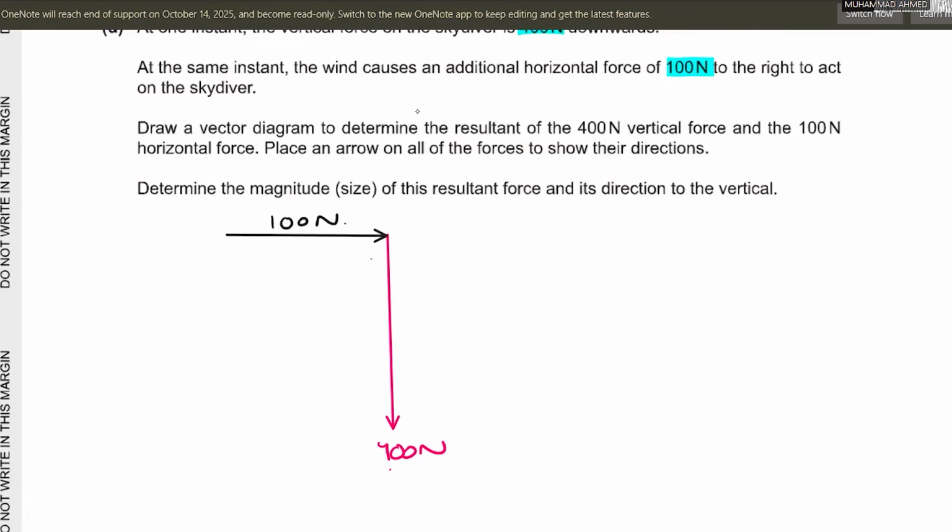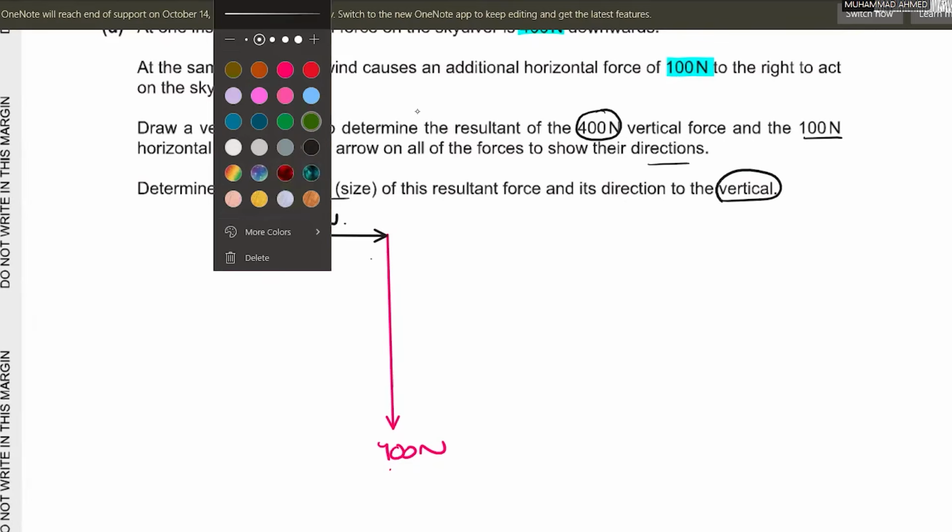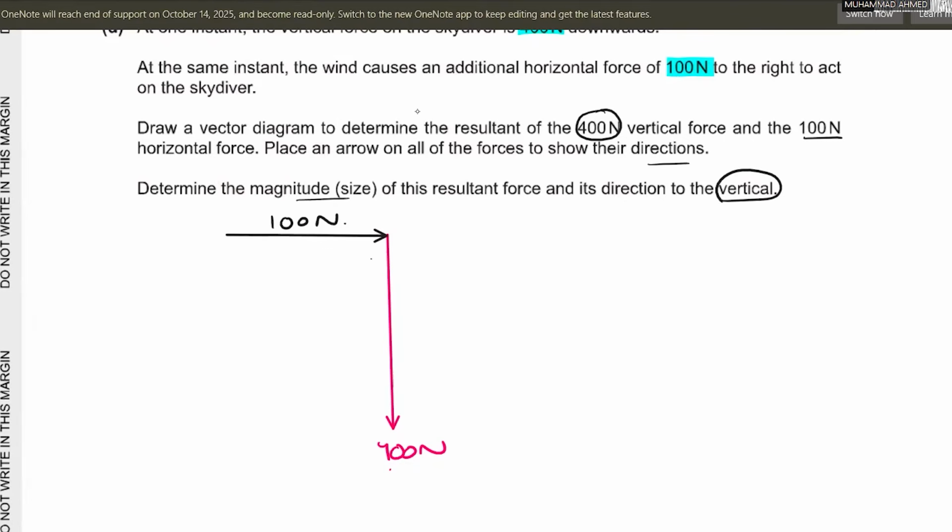At the same instant, draw a vector diagram to determine the resultant of the 400 Newton vertical force and 100 Newton horizontal force. Place an arrow on all of the forces to show their direction. Determine the magnitude of the resultant force and its direction to the vertical. First of all, let's start seeing these two vectors. This is the 100 Newton vector acting towards the right, 400 Newton vector acting downward.